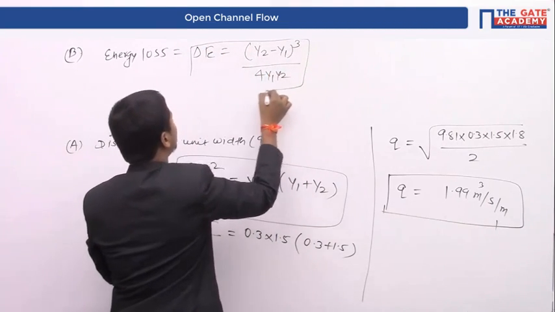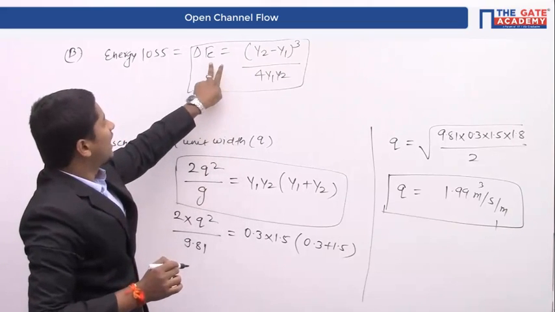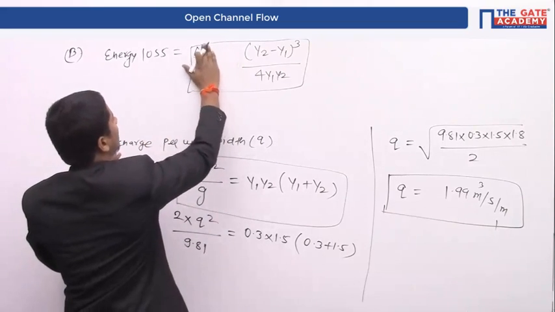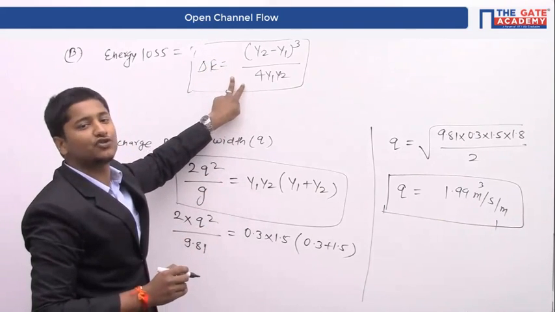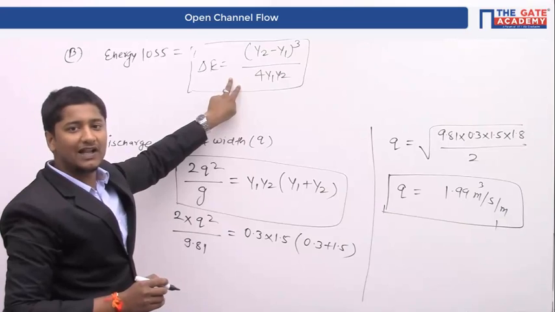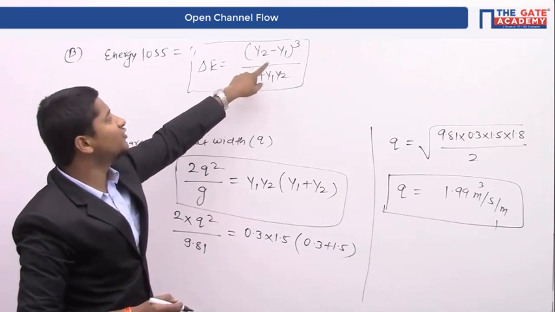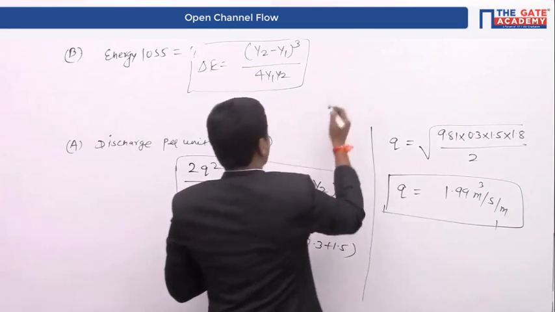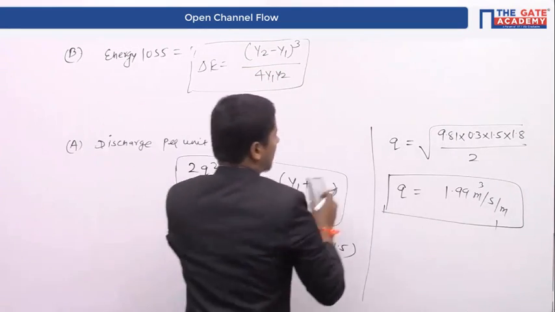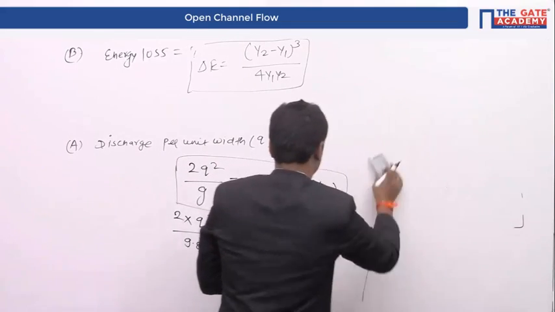This formula you do not have to mug up, but you have to memorize. And how will you get this formula in the exam? If you practice 4 or 5 questions based on this formula, you will also get to know how it comes. So delta E equal to (y2 minus y1) to the power cube upon 4 y1 y2. I hope you got this first part.